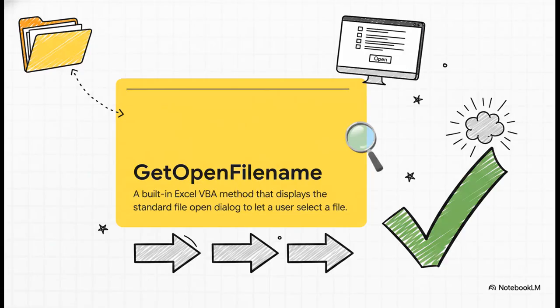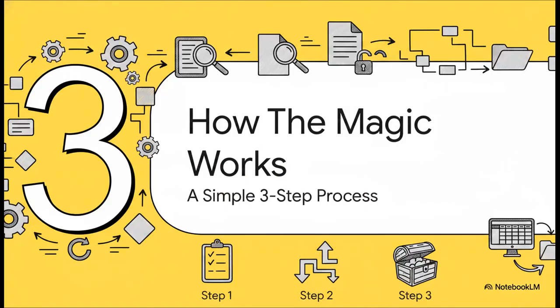The magic behind all this is a built-in Excel feature. It's called GetOpenFilename. This isn't some complicated third-party add-in you have to install. It's a powerful little tool that's already sitting inside your copy of Excel, just waiting for you to use it. Let's take a look at how it works. And don't worry, you absolutely do not need to be a developer to get this. The logic is actually incredibly simple. You can really break it down into just 3 common-sense steps.